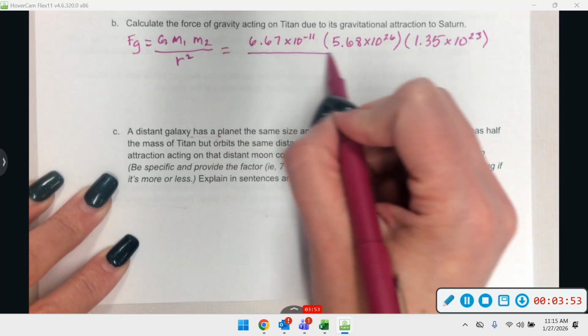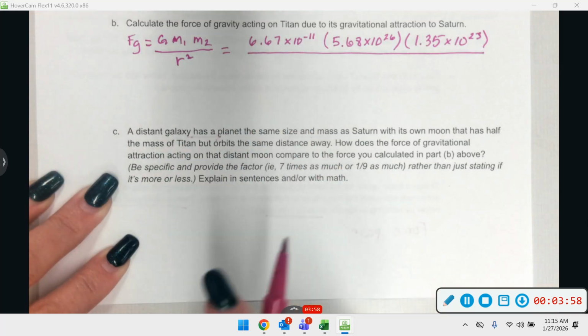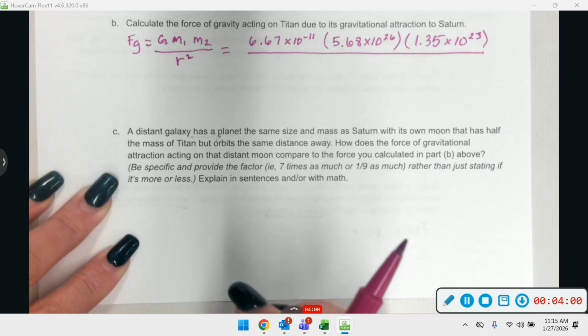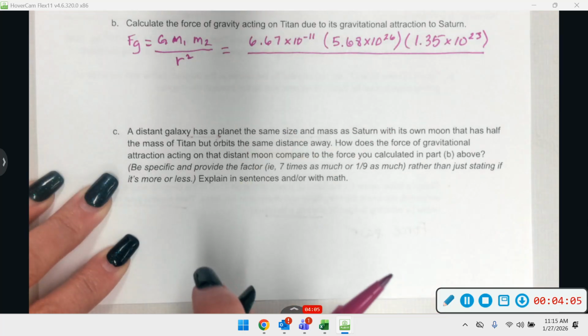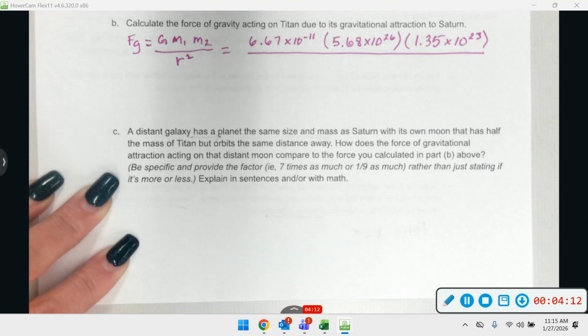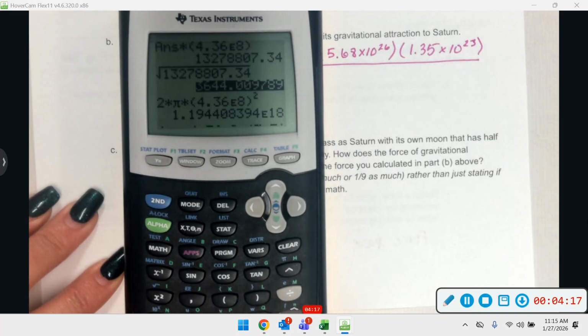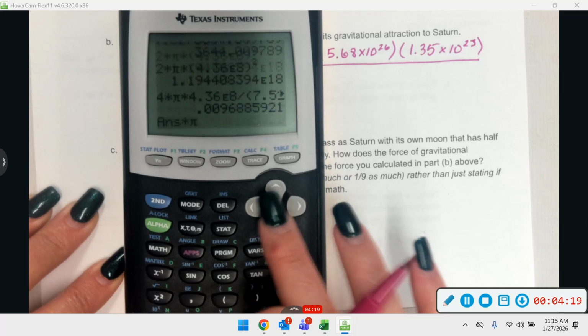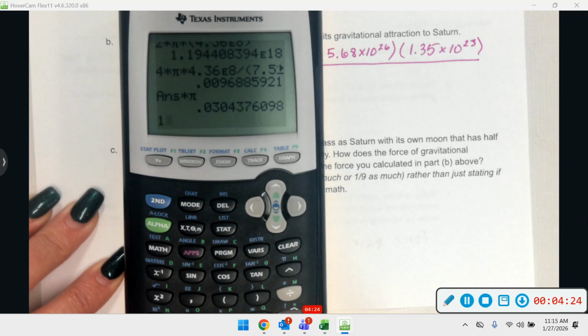And then all of this needs to be divided by the distance between them squared, but the distance between them needs to be in meters because of the units for this. That was the one issue, is that they told us that the distance is 1.22 million kilometers. So I need to take my calculator and convert that. So 1.22 million kilometers, clear. So 1,220,000.